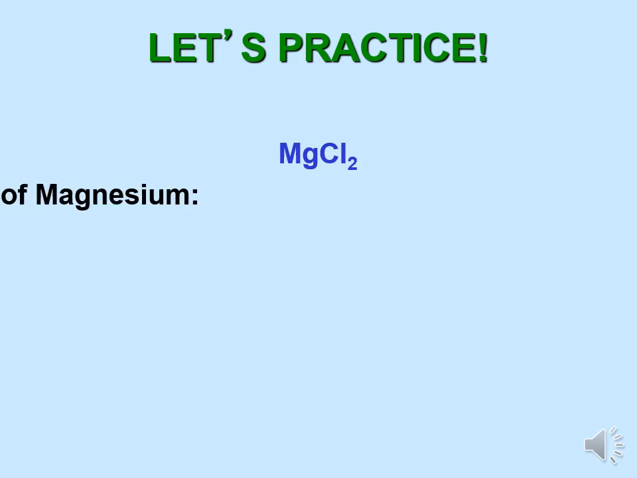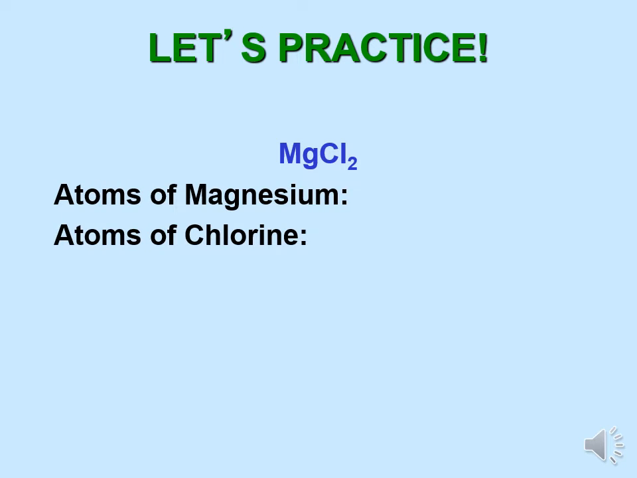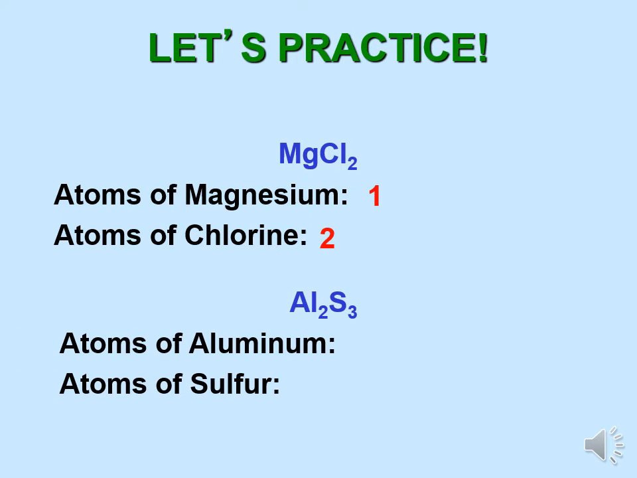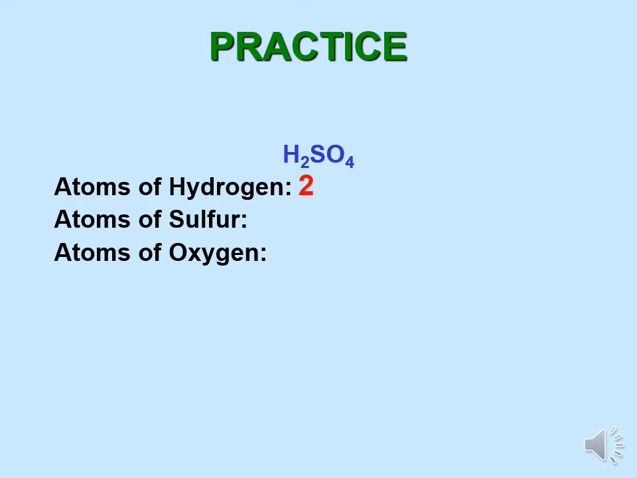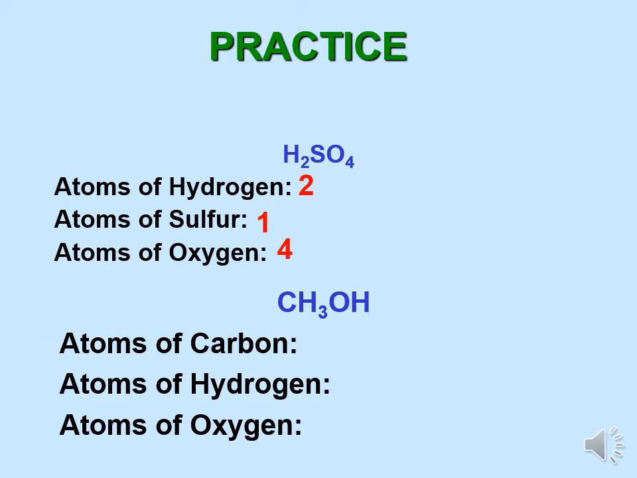Let's practice now. MgCl2: atom of magnesium 1 and atoms of chlorine 2. Al2S3: atoms of aluminium 2, atoms of sulfur 3. H2SO4: atoms of hydrogen 2, atom of sulfur 1, atoms of oxygen 4. CH3OH: atom of carbon 1, atoms of hydrogen 3 plus 1, 4, and atom of oxygen 1.